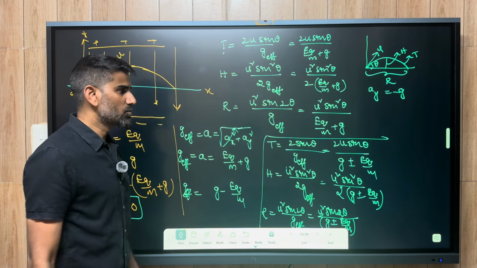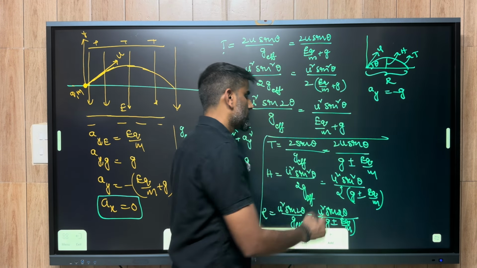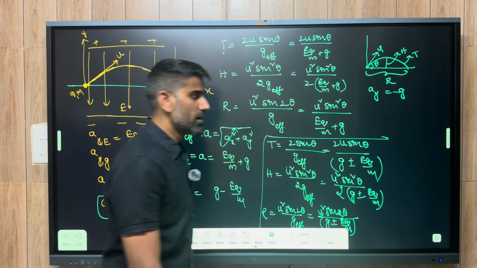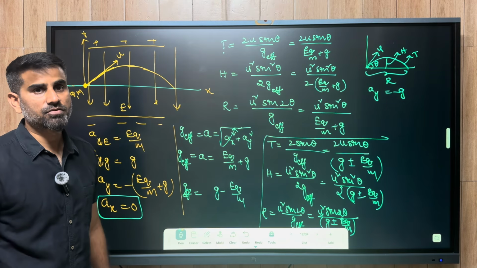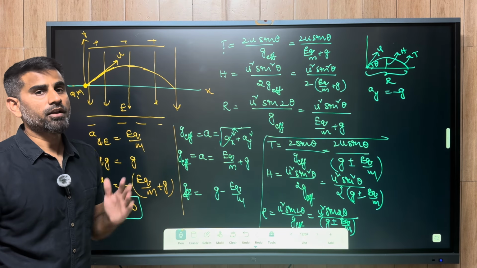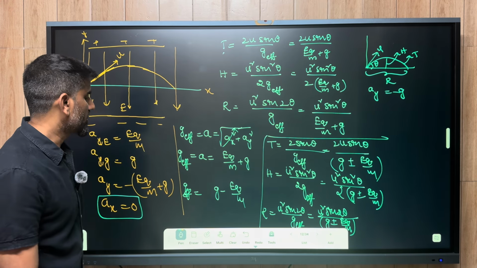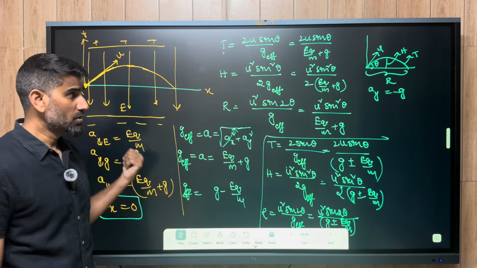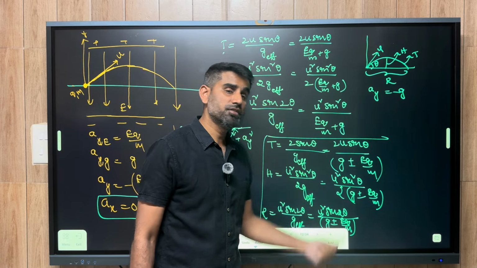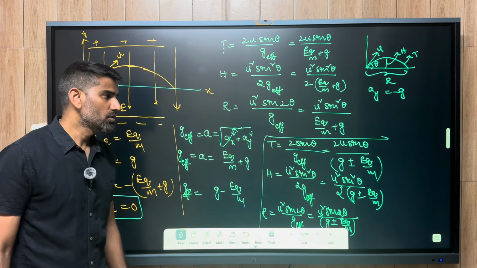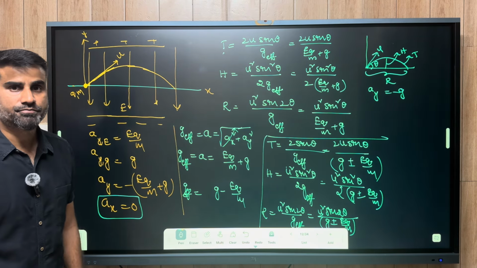So these are the ultimate equations for the electric field: time of flight, maximum height, and the range when the particle is projected at a certain angle to the electric field and to the horizontal as well. If the charged particle is positive, then you will use the positive sign here. If the charged particle is negative, then you will use the negative sign.